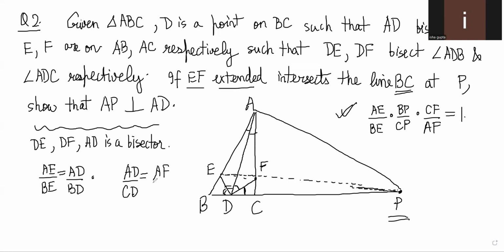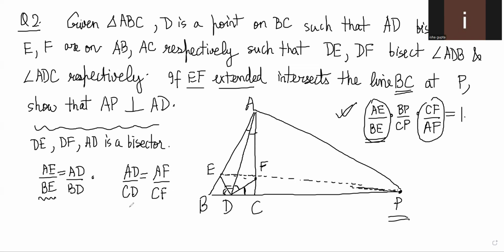Great. And for the, okay, maybe this much will be enough. One second. Let me just see. Notice that AE by BE is already here and CF by AF is also here, right? So AE by BE we can write as AD by BD.